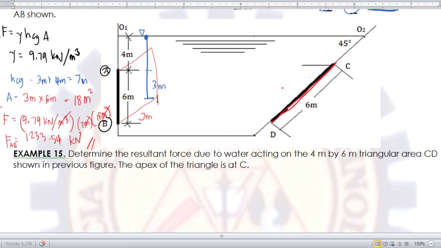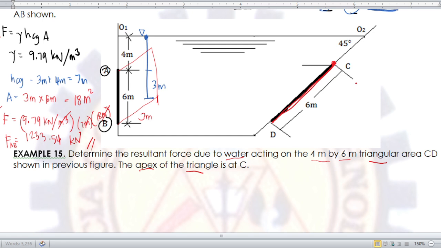Now, how are we going to solve for the force since it is inclined? Take note that it is the same fluid, water, and we are given here a 4 meter by 6 meter triangular area. Take note, earlier the area AB is a rectangle. Now this one is a triangular area. So how does it look? Take note, the apex of the triangle is at C. So this is the C, this one.